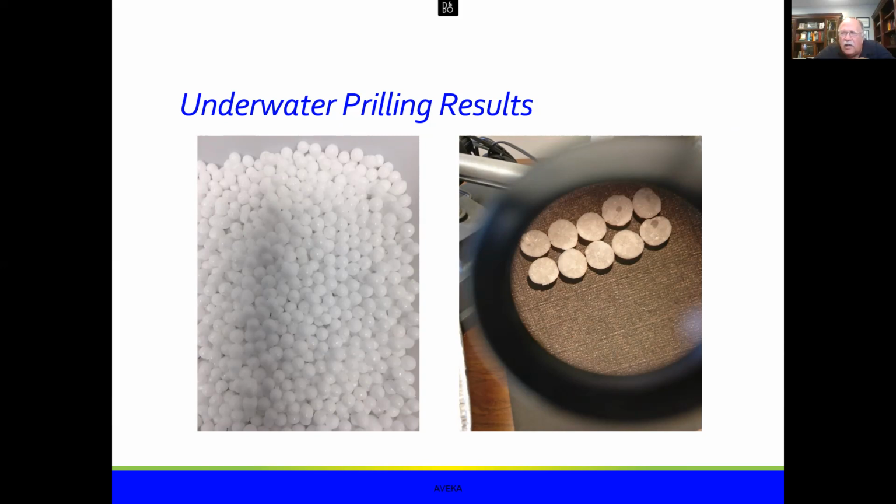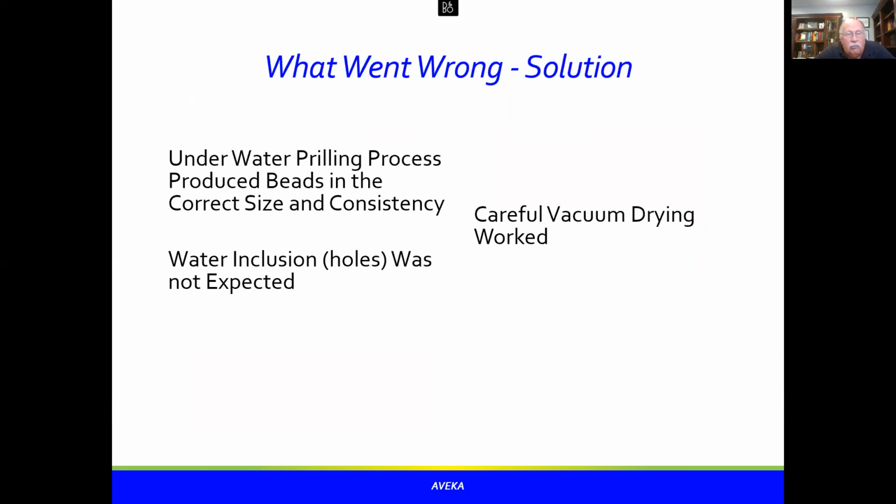So as that fat or that polymer came out, that wax came out of the nozzle, it actually encapsulated a small amount of water and trapped it in there. So, whoops. What went wrong is that the underwater prilling process produced beads of the correct size and consistency. That wasn't wrong, that was great, but it had this water inclusion, holes in there. You know, so we were left with something completely unexpected.